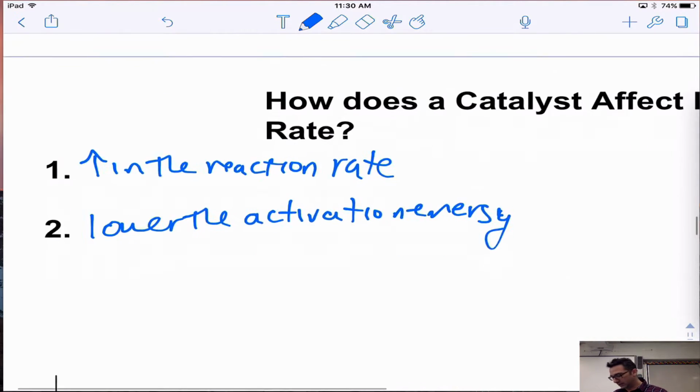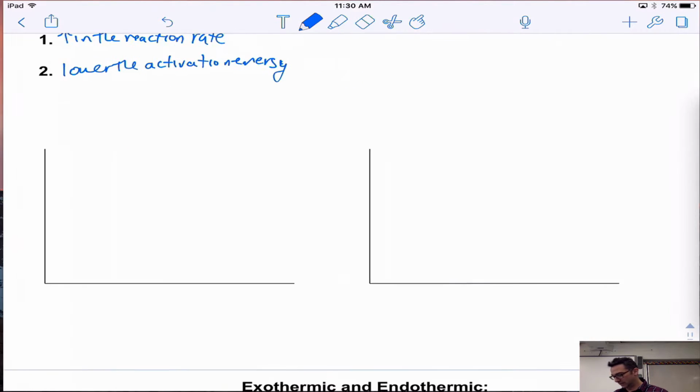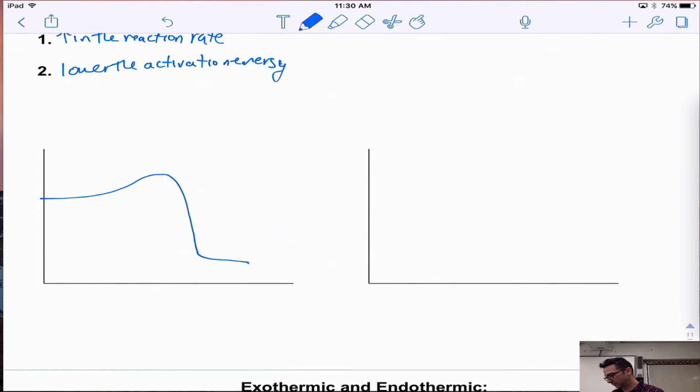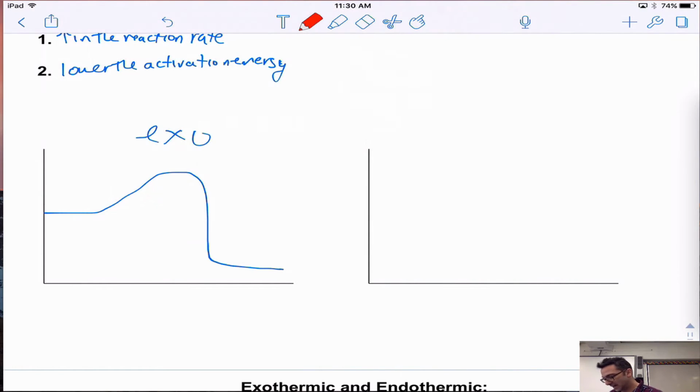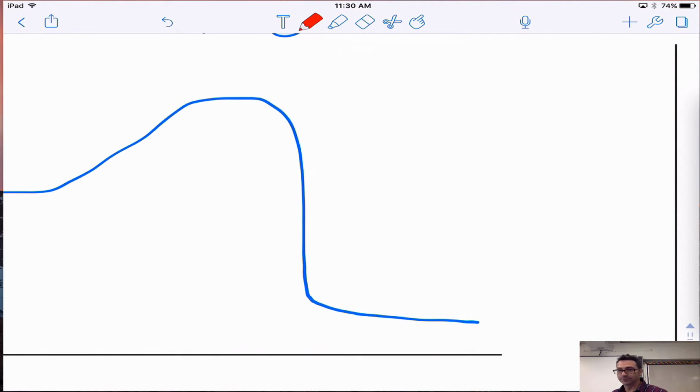So what does this look like on a graph? Well, we could do this for endo or exothermic. If I do an exothermic graph here, actually let me make that a little bit higher activation energy just to show you. So here's our exothermic reaction. If I were to put in the effect of a catalyst there, I would have a smaller activation energy. So I could draw this in like this. And so this would be my catalyzed reaction.